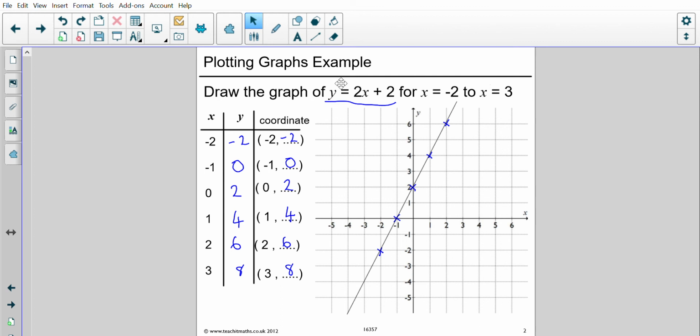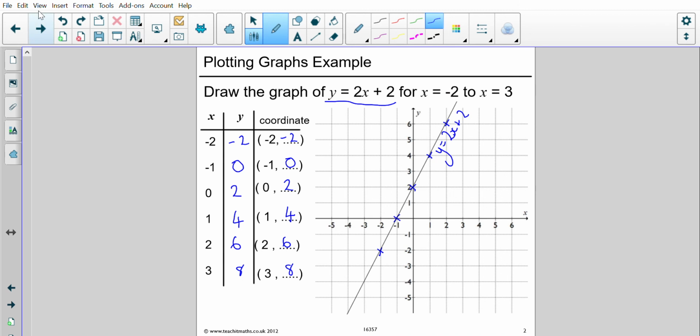If we've only got one line on our grid, as long as we've got a title for our graph telling us it's y equals 2x plus 2, that's fine. If we've got more than one line on the same grid, then we must label each line so we know which equation is which. So I could label this y equals 2x plus 2. As with all graphs, we should have a title, and we should label our x and y axes.